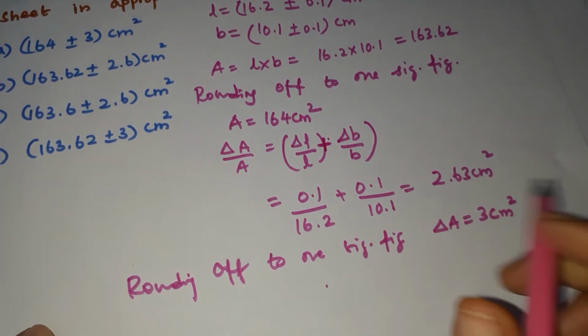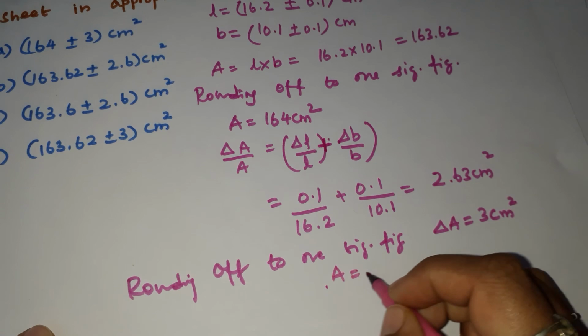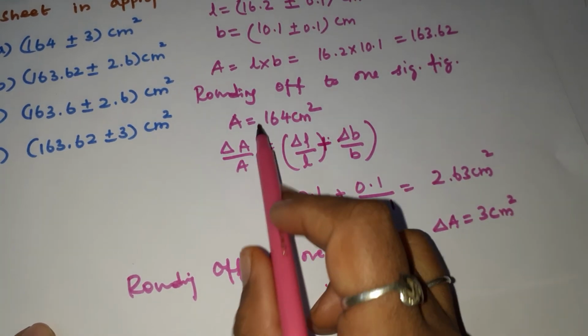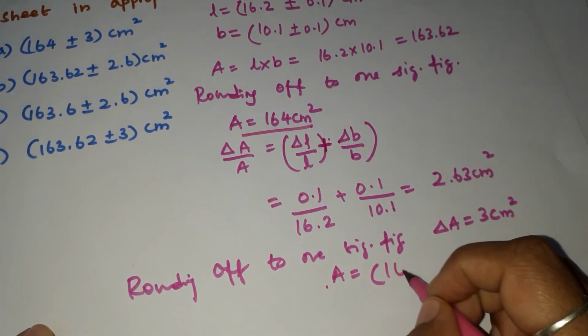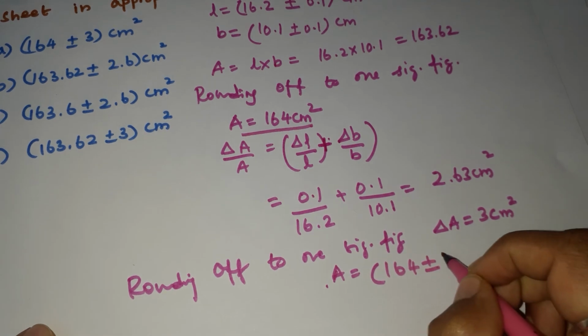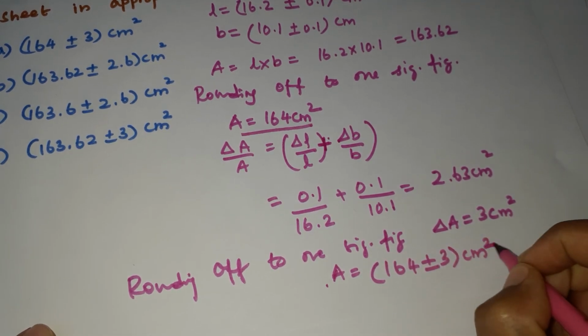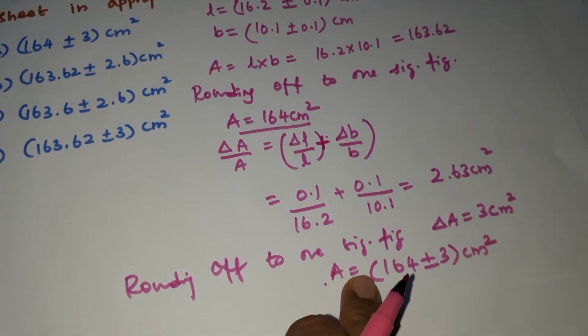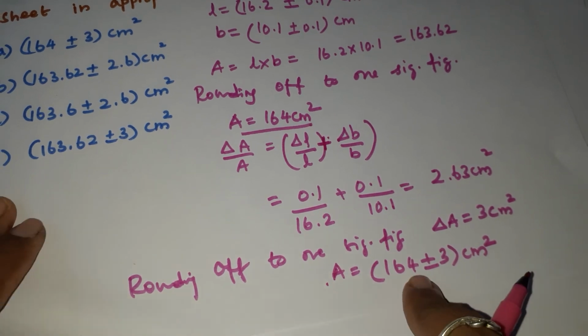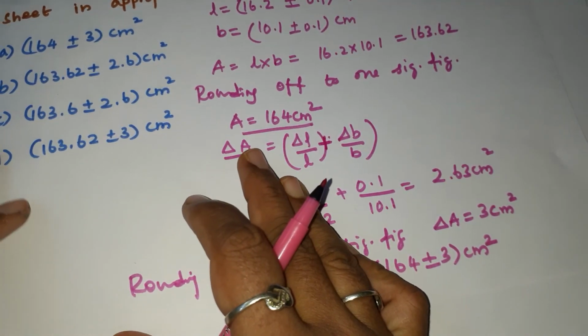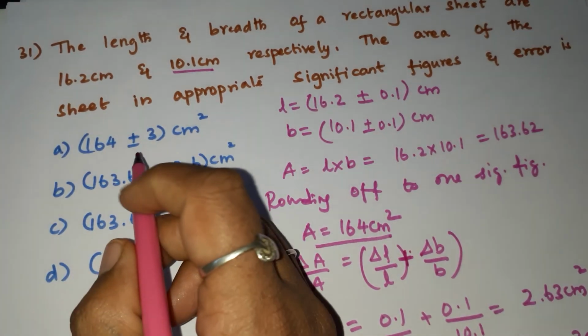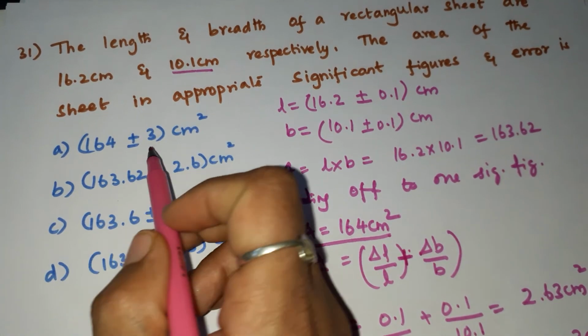So what about A? We already found 164. So A is 164 plus or minus 3 centimeter square. Please check the answer whether we get this, 164 plus or minus 3 centimeter square. Yes, option A is correct.